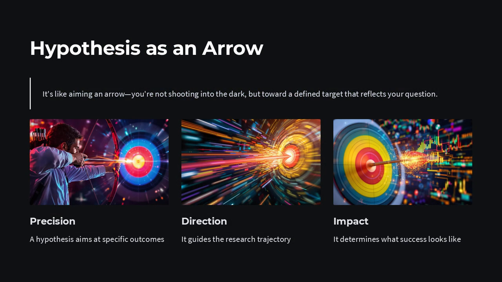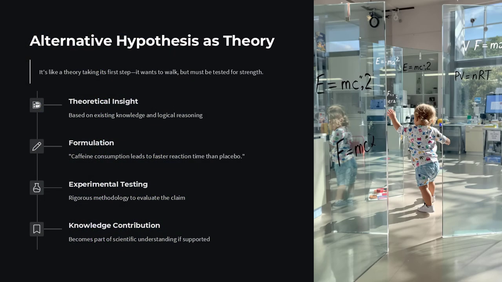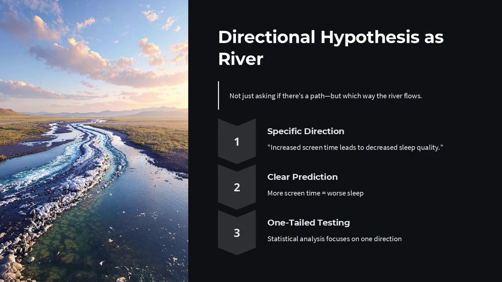You begin by identifying two things: your independent variable, the one you manipulate, and your dependent variable, the one you measure. Then you formulate a statement that predicts how changes in the first will affect the second. For example, if students consume caffeine before a memory test, then their recall scores will improve compared to students who do not.